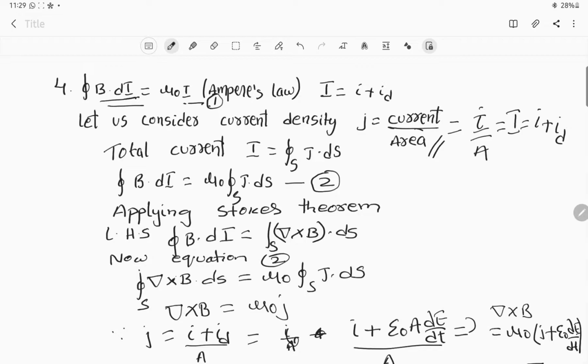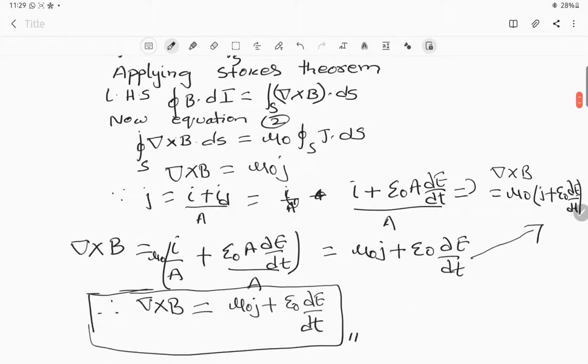So what is Id? We just derived it in the last class. Id is nothing but epsilon naught A times dou E by dou t. Here everything is divided by A. So I by A is nothing but J, and A and A cancel out. So what will remain? Epsilon naught dou E by dou t. So what we got is that del cross B is equal to mu naught J plus epsilon naught dou E by dou t. Clear, everybody? So this is the fourth Maxwell's equation which we have derived from the integral form to the differential form.